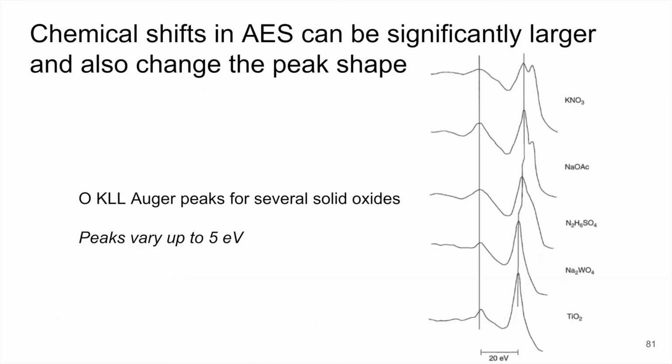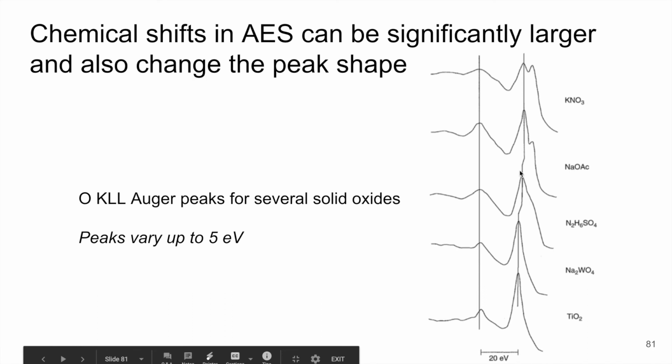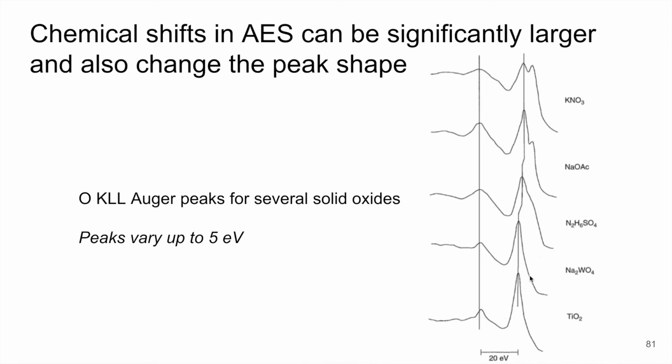All right, so let me briefly talk about AES. The good thing to know about AES when it comes to the local environments is that the chemical shifts that affect the peak location tend to be larger. Also, they can actually change the shape. If we look at some various forms down here, these are all oxides that we see. We're looking at oxygen, and you can see that obviously there's a change in the peak location on the x-axis, but also there's a very different peak shape in all of these.